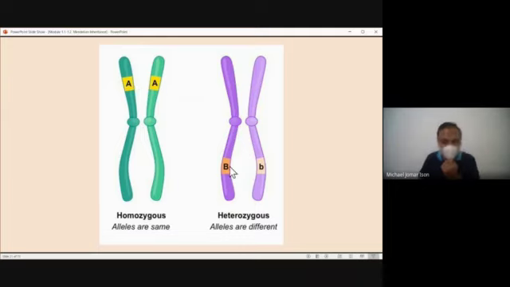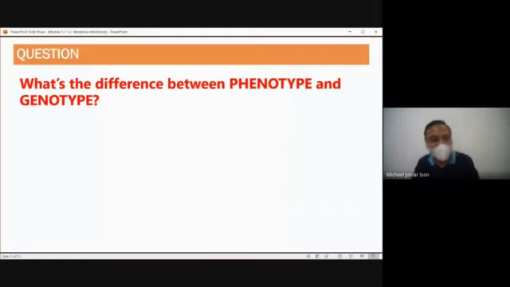On the other hand, if one of the homologous chromosomes contains the big B, while the other homologous chromosome contains the small b, since they are different, then they will be called heterozygous. So very easy for us to take note of. Another terminology: what's the difference between phenotype and genotype?